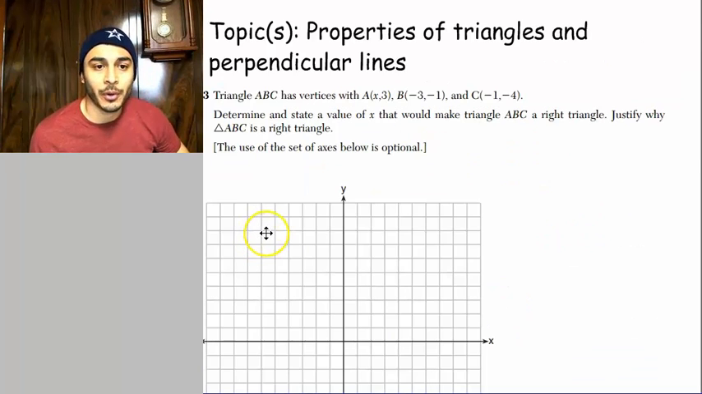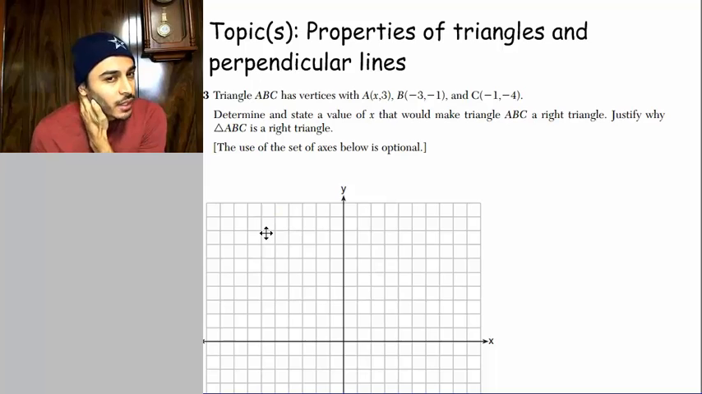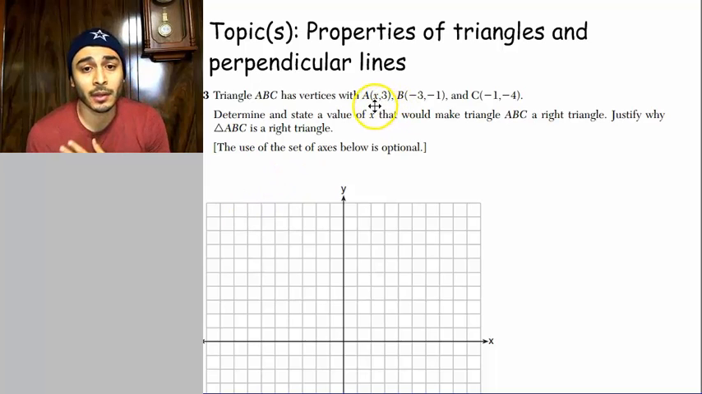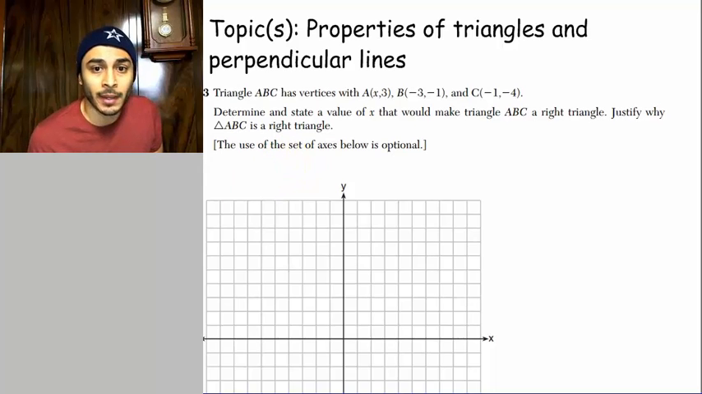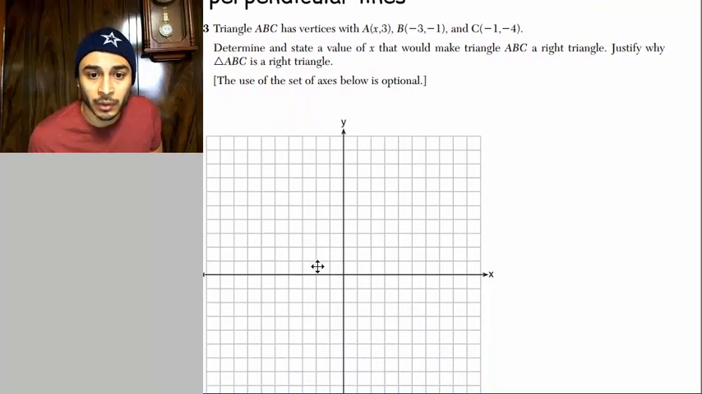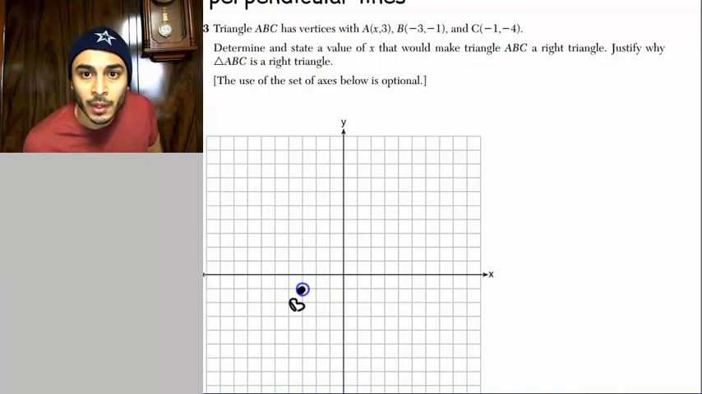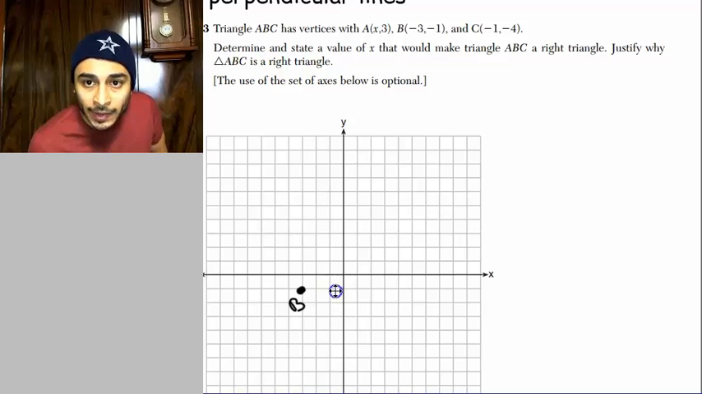All right, so number 33, we have a triangle ABC. They're only giving us the y coordinate of A, so I can't plot A. They're giving me the coordinates of B. There are -3, -1, so B is right over here. I'm given the coordinates of C as -1, -4, so C is here.